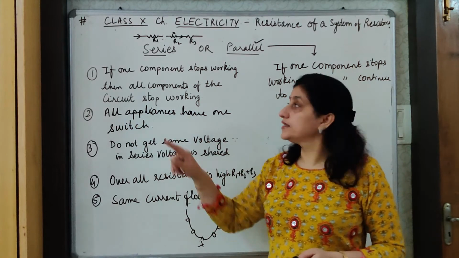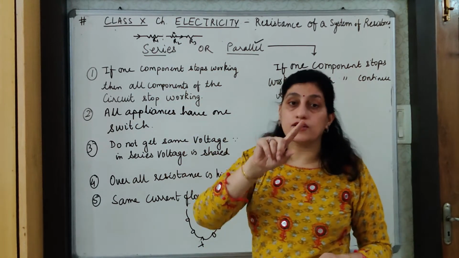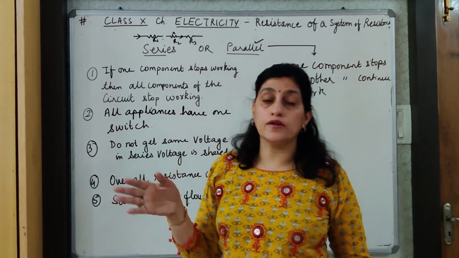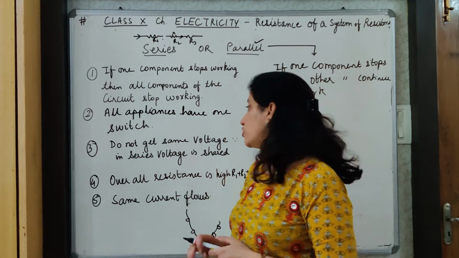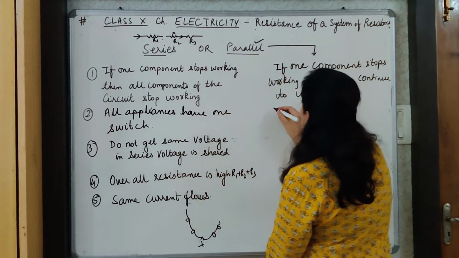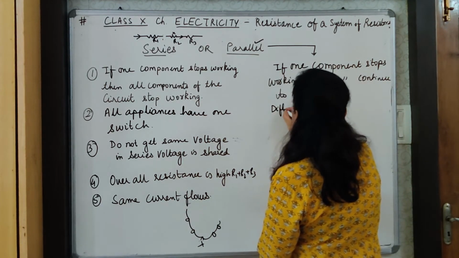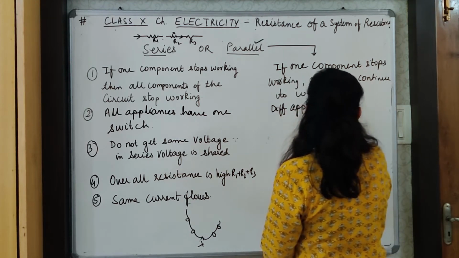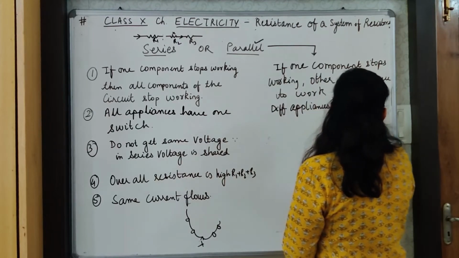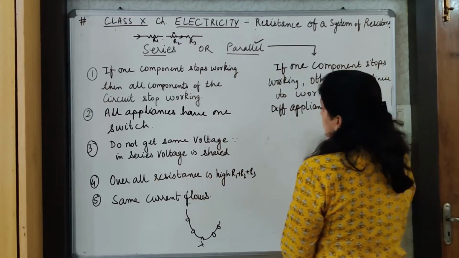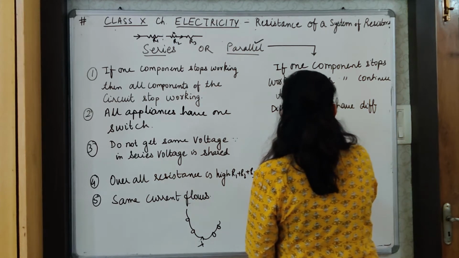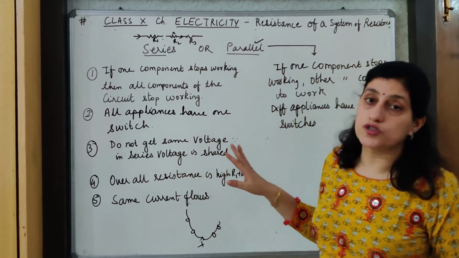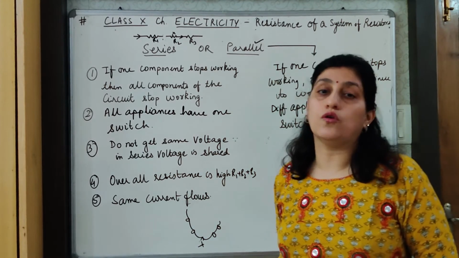Second is, in series all the appliances are connected across one switch. So if we switch on, everything will be switched on, and if we switch off, everything will be switched off. While in parallel, different appliances have different switches. So whatever component is required, only that one is switched on or off, and not all.